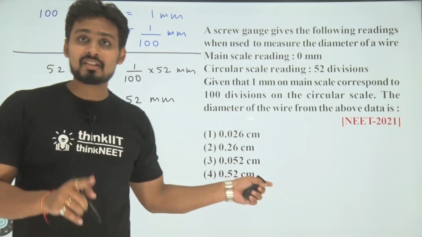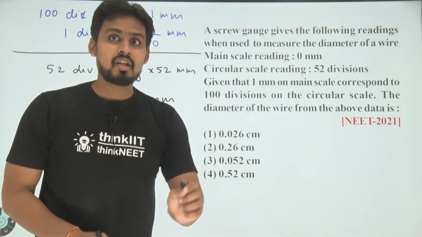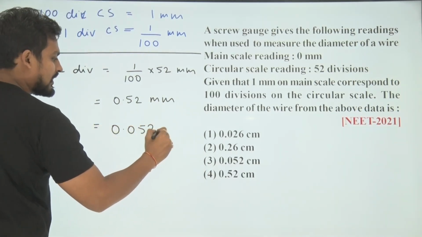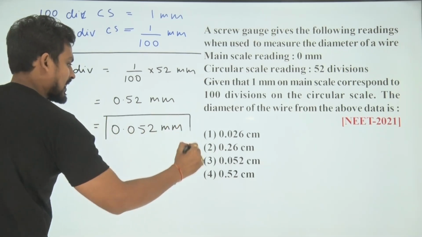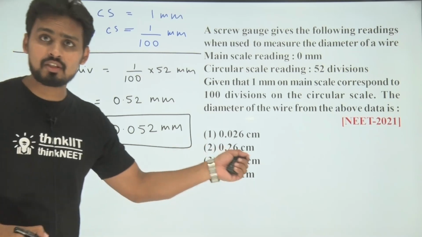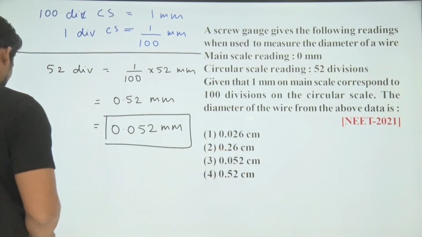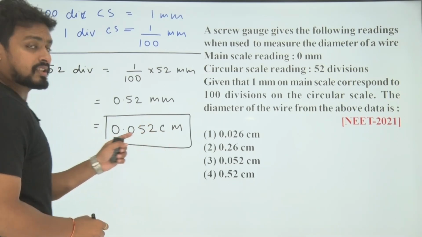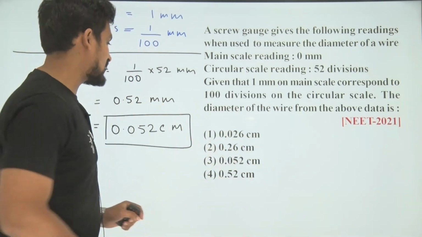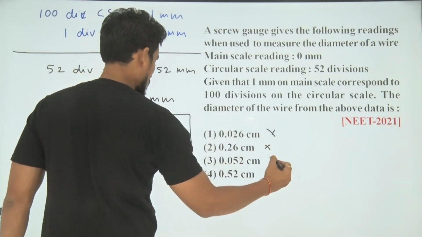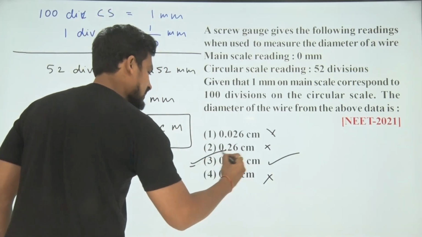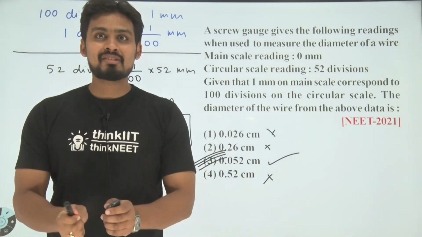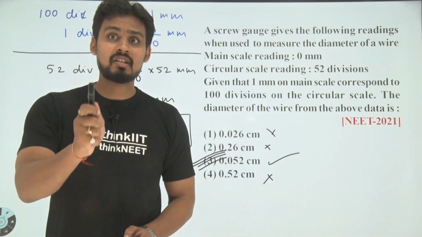But among the options, all the answers are in centimeter. So we would write down that this in terms of centimeter would be 0.052 centimeter. So this would be the final answer. Now let us match the answer with the options given in the question. This is in terms of centimeter, right? So this is the correct answer. Option 1 becomes wrong, second becomes wrong, third is correct, and fourth is wrong. So the final answer for this particular question becomes option 3, and I hope each and every one of you has understood the question as well as the concept behind it in the solution and the explanation provided to you.